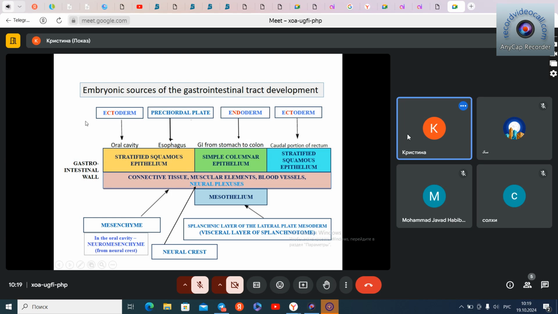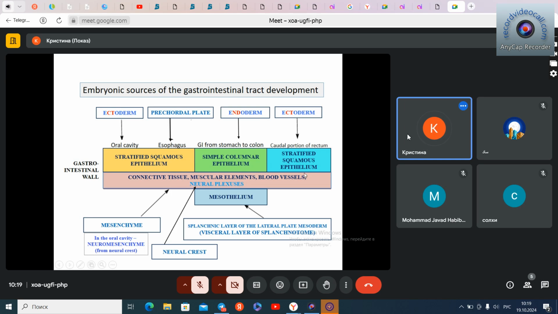So as a result, we have such sources of development of the gastrointestinal tract. They differ mainly in the part of the epithelium. In the oral cavity and in the caudal portion of the rectum, the embryonic source of development of the epithelium is ectoderm in both cases. In the esophagus, the embryonic source of the epithelium is the precordal plate. And for most of the length of the gastrointestinal tract, which includes the epithelium of the stomach and small and large intestine, the epithelium derives from the endoderm.